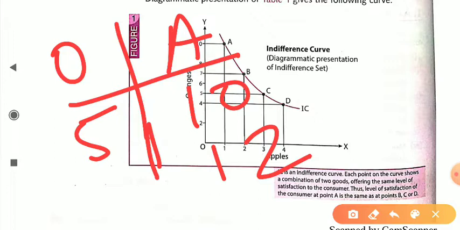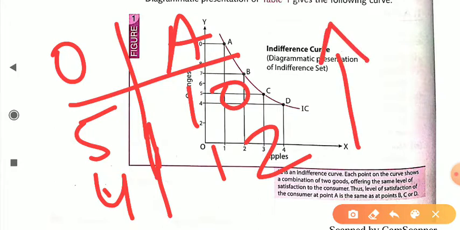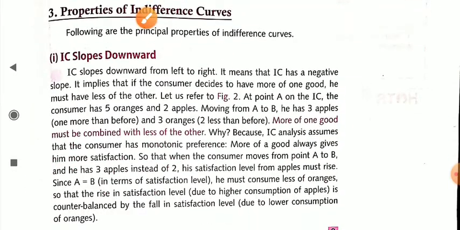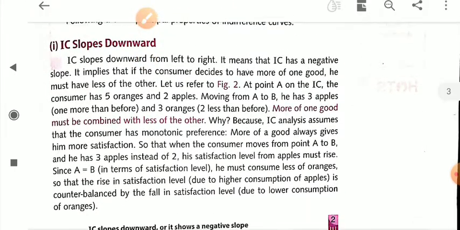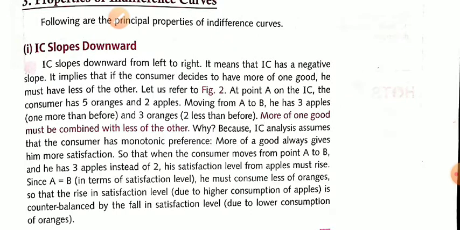So you have to compromise with oranges, and you are going to buy 4 units of oranges. So if you want to increase consumption of one commodity, you have to sacrifice another commodity. That's why it is negatively sloped, downward. Okay, dear student, the basic reason is monotonic preference for the IC curve sloping downward.